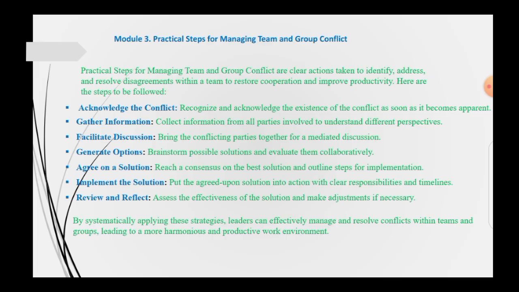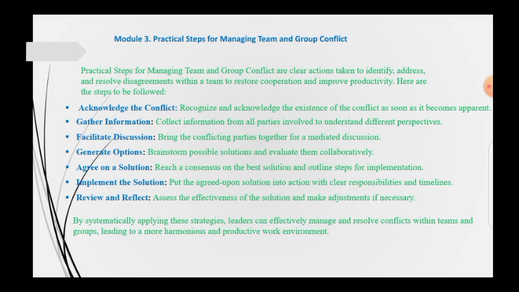By systematically applying these strategies, leaders can effectively manage and resolve conflicts within teams and groups, leading to a more harmonious and productive work environment. So this simply means that practical steps for managing team and group conflict involve a clear process to identify and resolve disagreements effectively to restore harmony and enhance productivity.